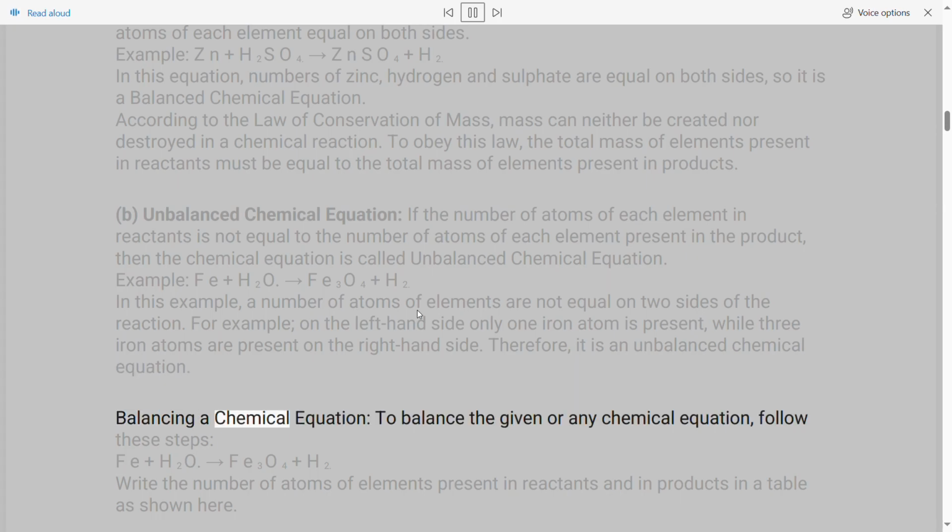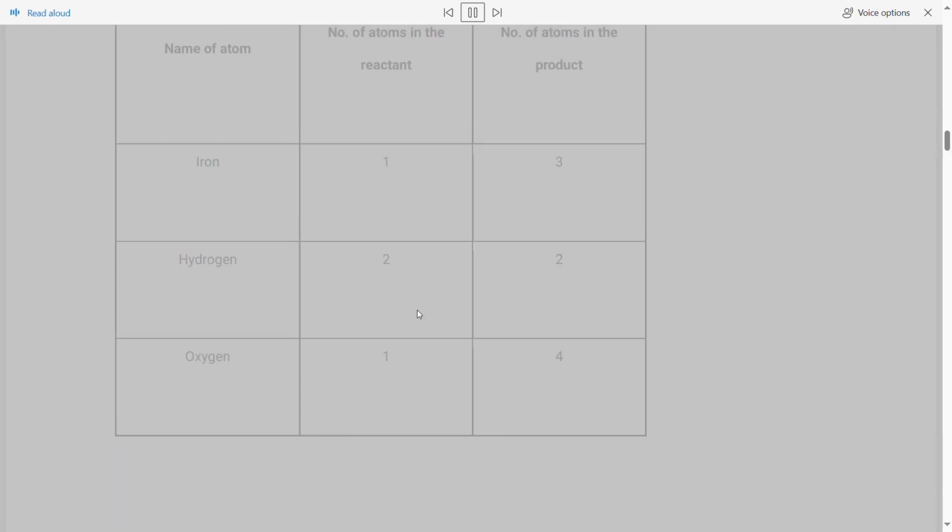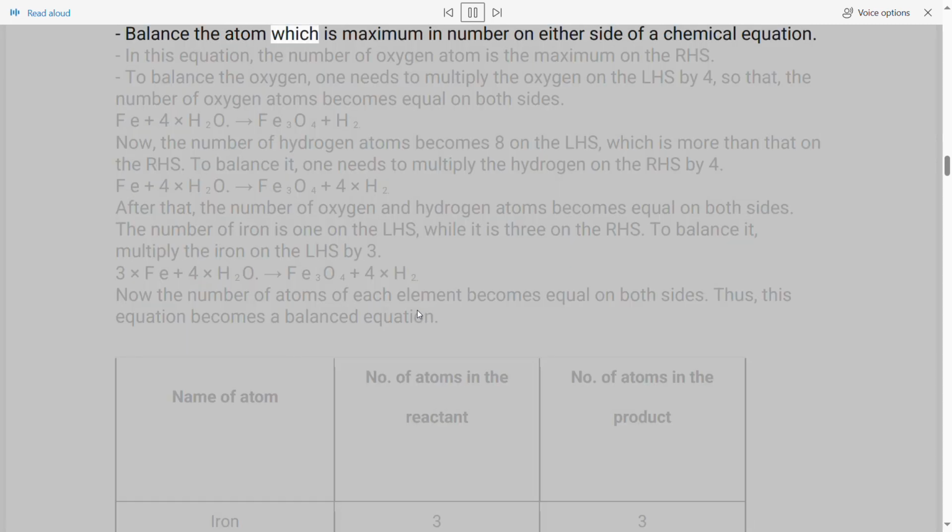Balancing a chemical equation. To balance the given or any chemical equation, follow these steps: Fe + H2O → Fe3O4 + H2. Step 1: Write the number of atoms of elements present in reactants and in products in a table as shown here. Name of atom, number of atoms in the reactant, number of atoms in the product. Iron 1, 3. Hydrogen 2, 2. Oxygen 1, 4. Step 2: Balance the atom which is maximum in number on either side of a chemical equation.